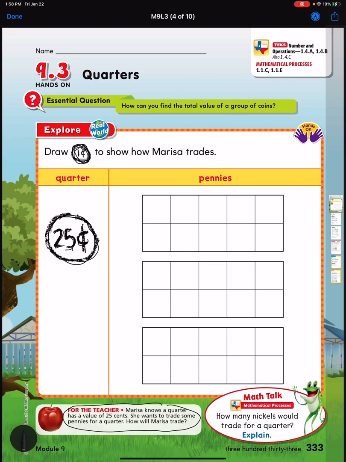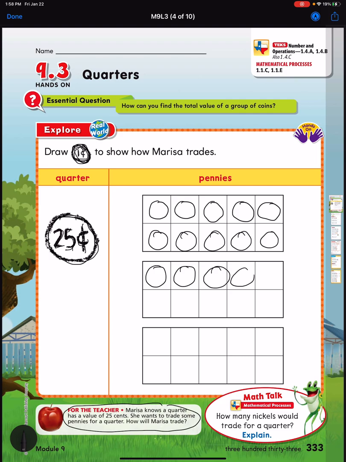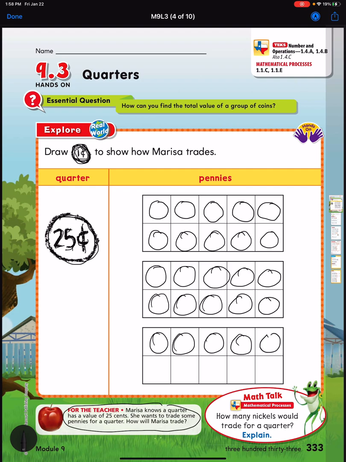So I can draw 25 pennies on my tens frame. So there's 5. There's 10. There's 15. There's 20. And there's 25. Each one of these is worth 1 cent. Each penny is worth 1 cent. That means I would have to gather up 25 pennies to equal just one quarter.